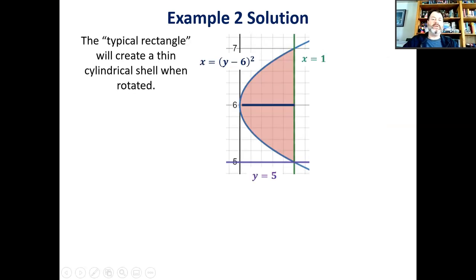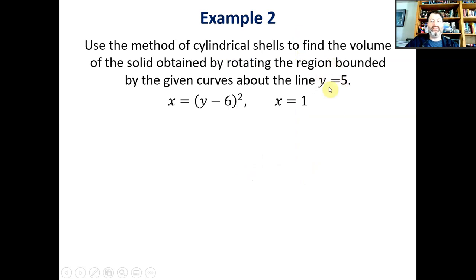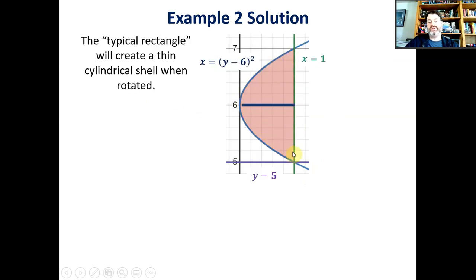So the first thing I do is I graphed it. I graphed this in Desmos. Our curves were given as x equals (y minus 6) squared, so that's the parabola. x equals 1 is a vertical line here. And then we're rotating around the line y equals 5. So go back and look at it again. We're rotating around this line, and the region is bounded by this function and this function. So it's this shaded region here.